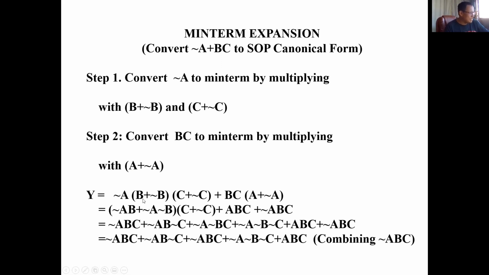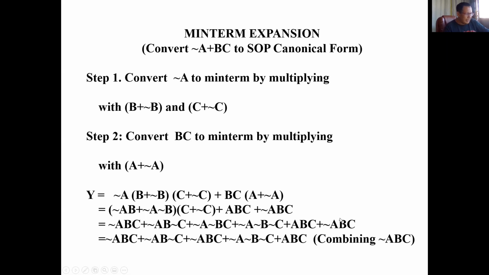So now we distribute this. Not of A times B is not of A B, plus we distribute not of A, B, C. Now we have C plus not of C, and then we distribute A, and then the C plus not of C we will distribute. So we have not of A, B, C plus not of A, B, not of C plus not of A, not of B, C. And now take note, not of A, B, C occurred twice.